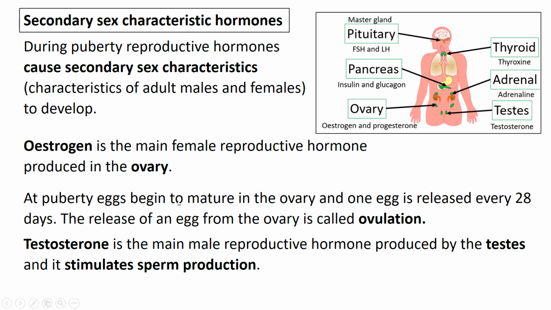So you will get eggs beginning to mature in the ovary. One egg is released every 28 days when you reach puberty, and that's called ovulation, and it's all down to estrogen being released, causing those effects to happen. In males, when they go through puberty, it is testosterone, which is the main male reproductive hormone, and that's produced by the testes, and that stimulates sperm production as its main feature.